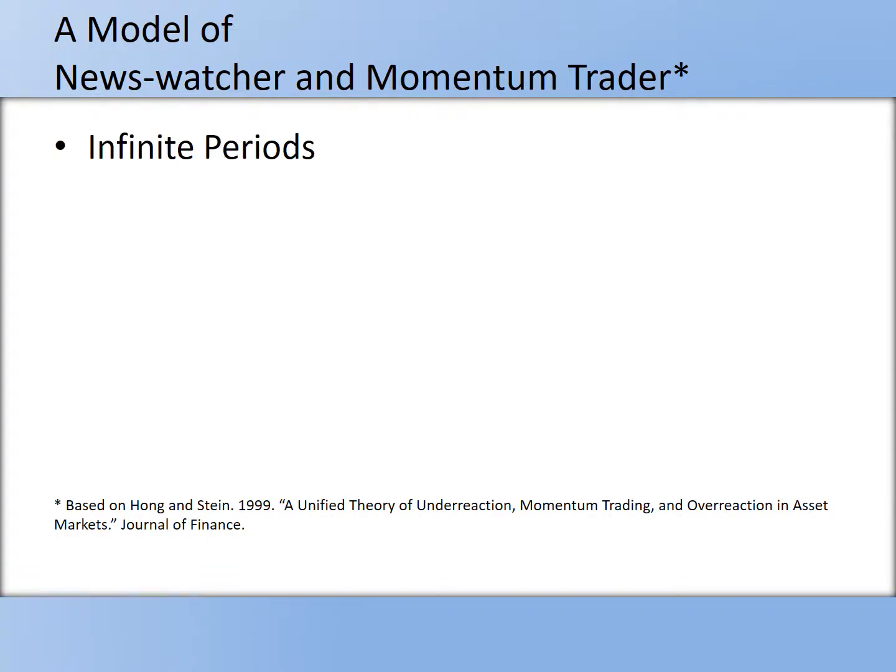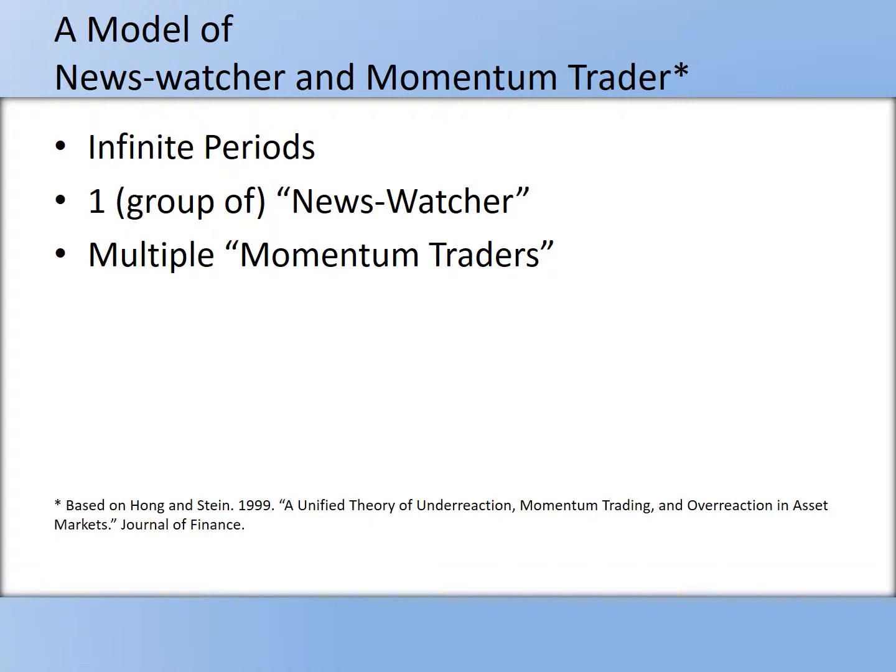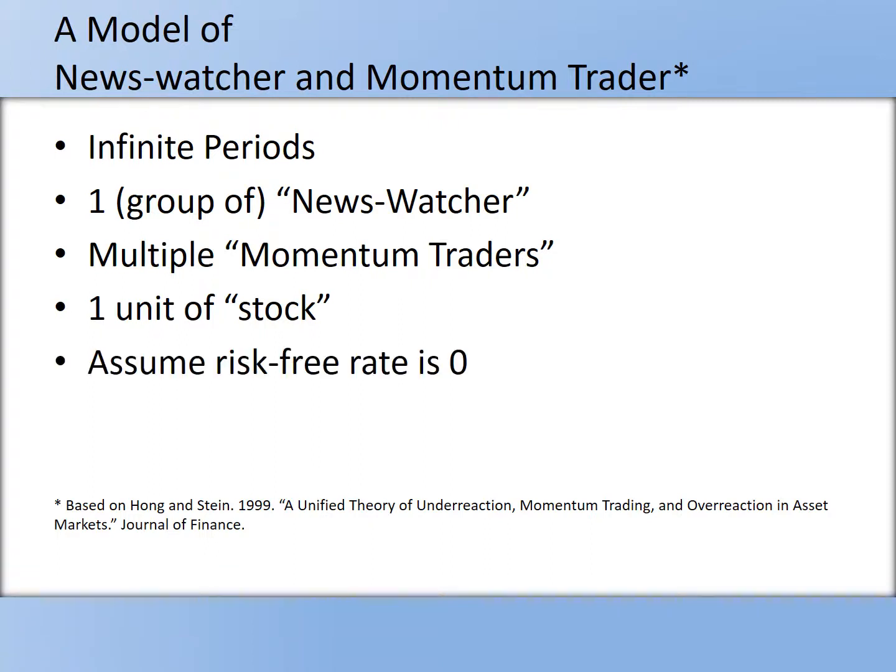So the model has infinite periods. There's one group of news watchers, so it's normalized to 1, but you should think about it as representing one group. Multiple momentum traders. And then I'm going to explain what they do in a moment. There's one unit of stock, and we assume the risk-free rate is 0 for simplicity.